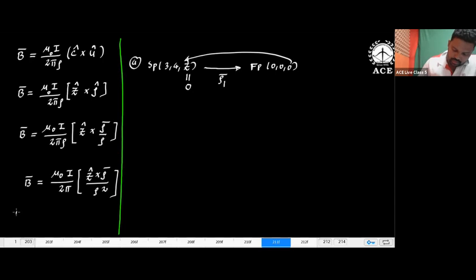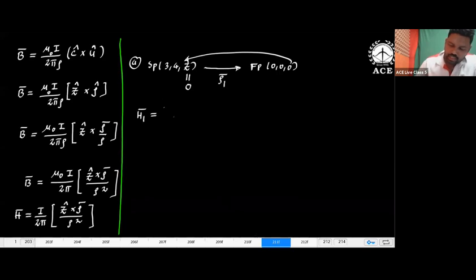What is the H vector? H vector is equal to I by 2 pi, Z cap cross rho vector by rho magnitude square. So what is the H1 vector? H1 vector is equal to I by, what is the value? 10 amperes. 10 by 2 pi into Z cap cross rho 1 vector. What is the rho 1 vector?